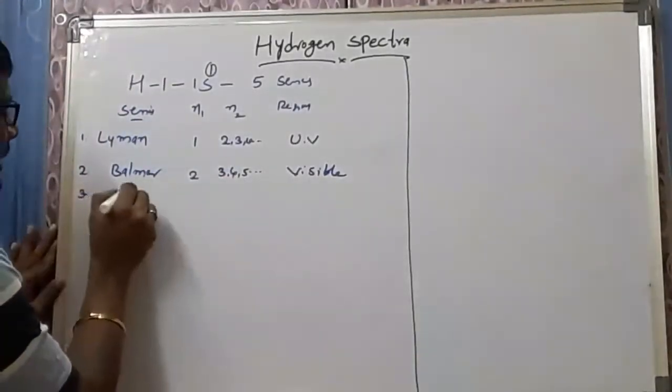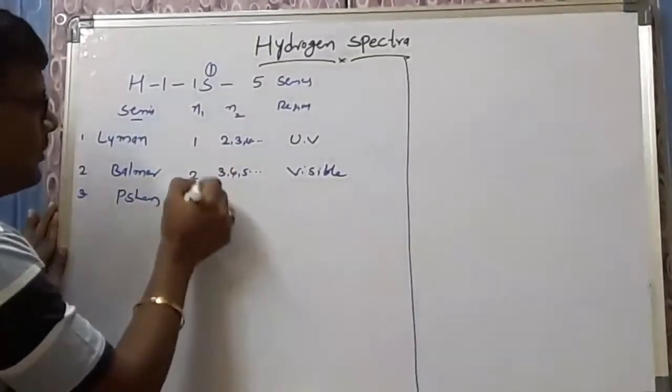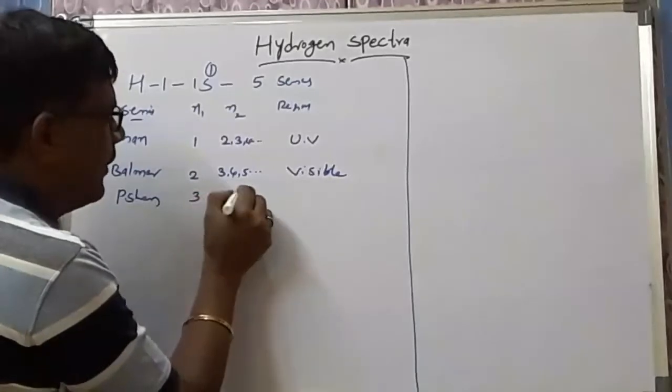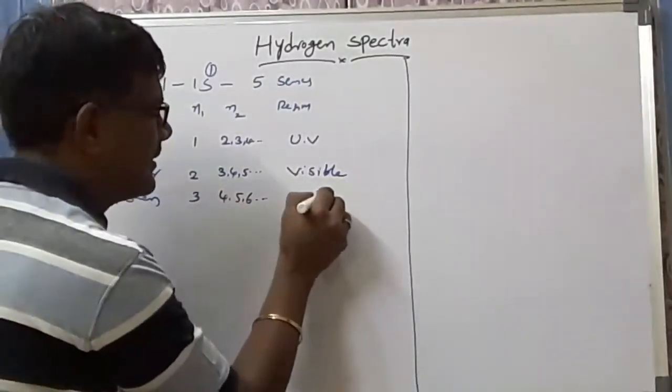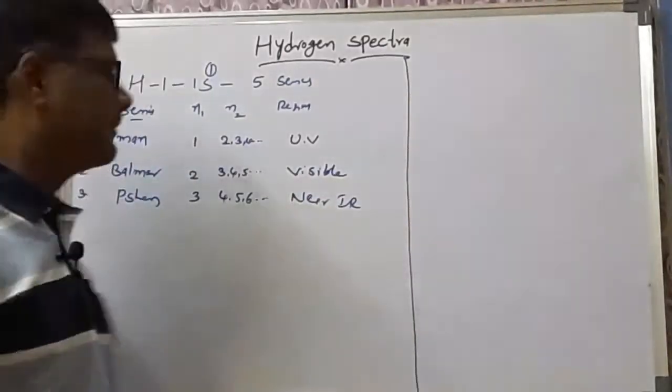Number 3 is the Paschen series. n1 will be 3, and after 3 you will get n2 as 4, 5, 6 and so on. The region is the near IR, and IR is nothing but the infrared region.